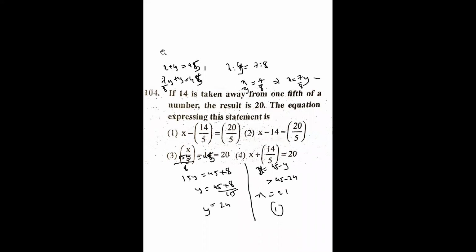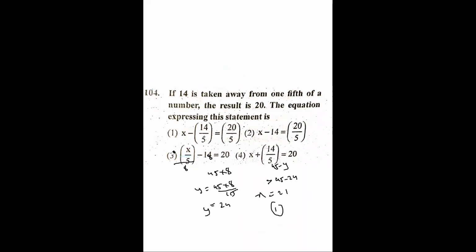Next example. Again, the question is based on linear equations. We just need to form the linear equation here in question 104. The question is, if 14 is taken away from 1/5 of a number, the result is 20. The equation expressing this statement is.